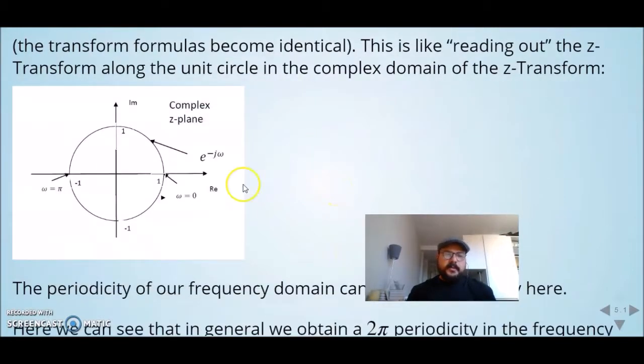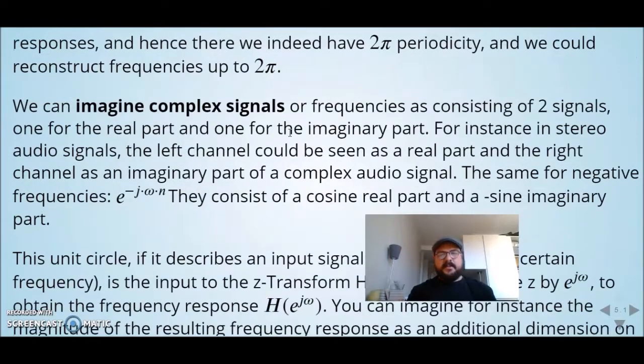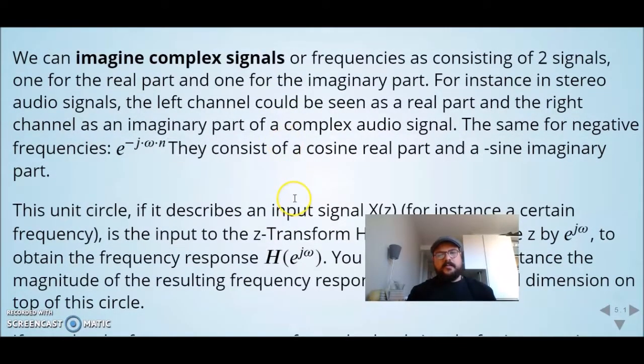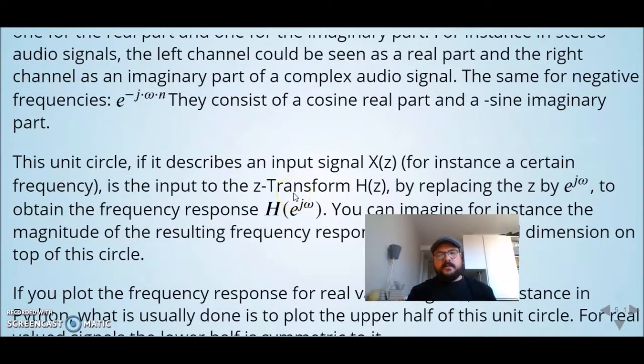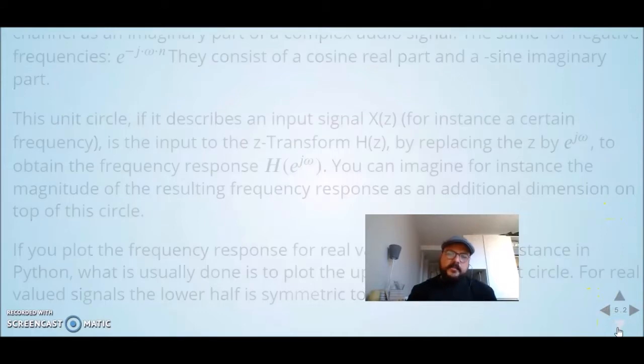So we also have a periodicity of 2 pi, and we have that for real valued signals there is a symmetry between the upper half of this circle and the lower half of this circle. So we have a complex conjugate symmetry in this complex plane. So by replacing Z by e to the power of j omega, we can compute the frequency response of our system, and we can have an example of this process.